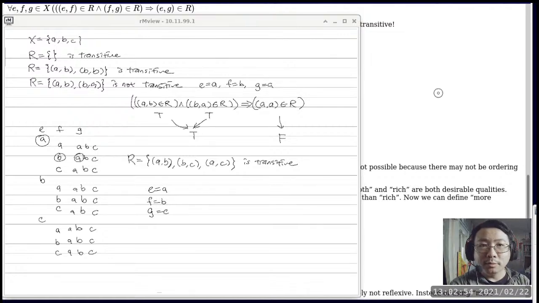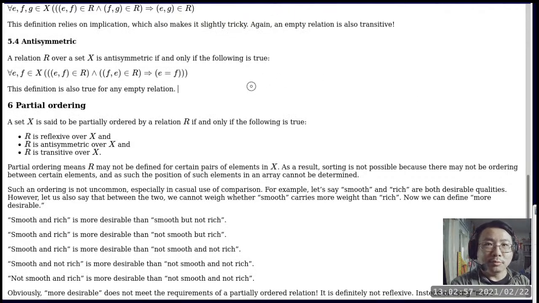Then we are going to move on to anti-symmetry, which is also a kind of weird definition. A relation R over a set X is anti-symmetric if and only if the following is true. This one is kind of awkward because it says for all ways to bind elements of X into E and F, EF in R and FE in R implies E equals F. That is really awkward. Alright, so let's go ahead and take a look at a few examples.